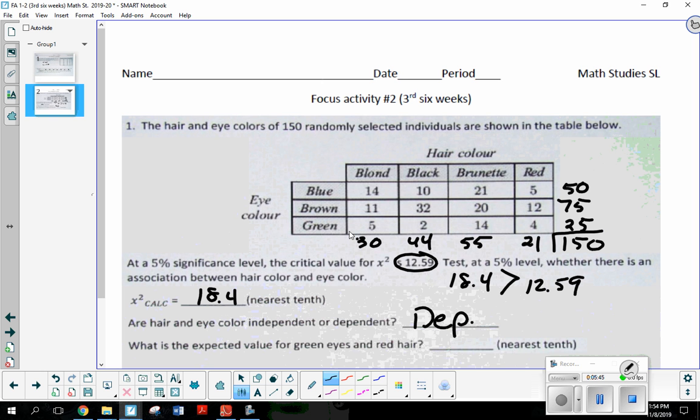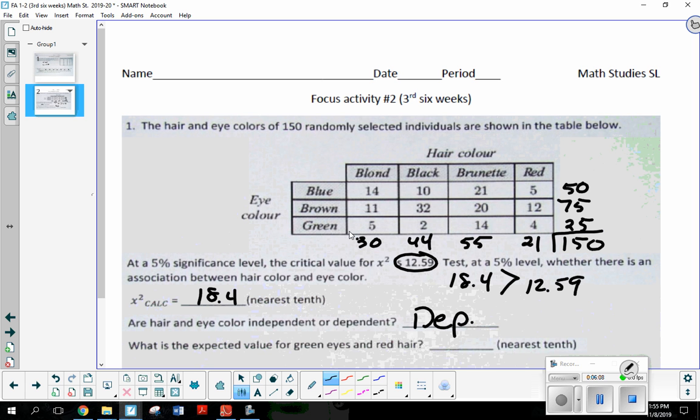Now here's the thing about chi-squared. Remember, it doesn't tell you what the relationship is. This is just our indication that yes, there's got to be some kind of relationship going on. And then it would be our job to figure out what we believe that relationship to be. Okay. Now it says right below that, what's the expected value for green eyes and red hair?